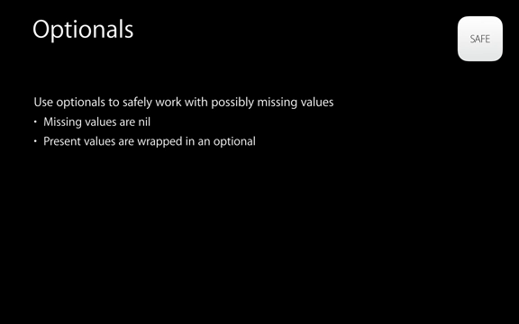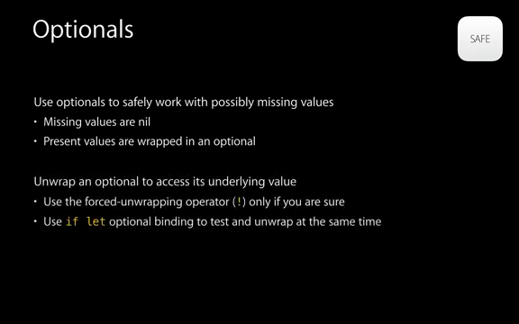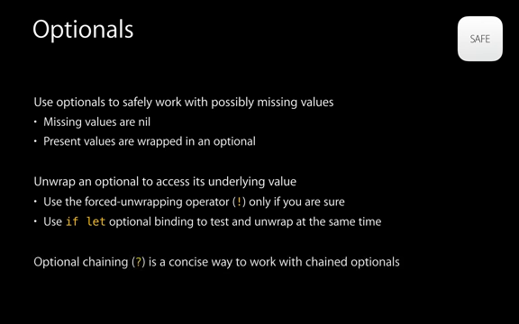So that's optionals. You use optionals to work safely in your code with possibly missing values. Missing values are nil, and present values are wrapped up in the optionals. You can then unwrap the optionals in two ways, either with the forced unwrapping operator, but only do that if you're sure there's a value there and it's not nil. And you can also use if-let syntax or optional binding to unwrap and test at the same time in a very safe way. And finally, you can use optional chaining to work in a very succinct and eloquent way with multiple optional expressions chained together.